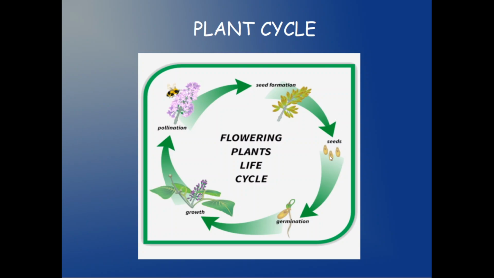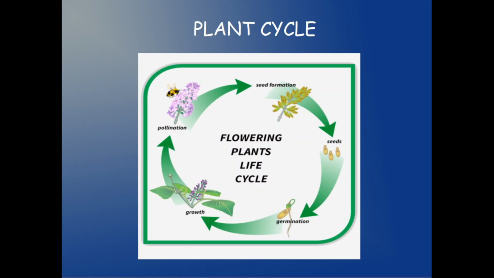we have the seeds again in the ground, they will germinate, then the plant will grow, it will make another pollination again, and then new seeds on the ground, and on, and on, and on. And this is the plant cycle.